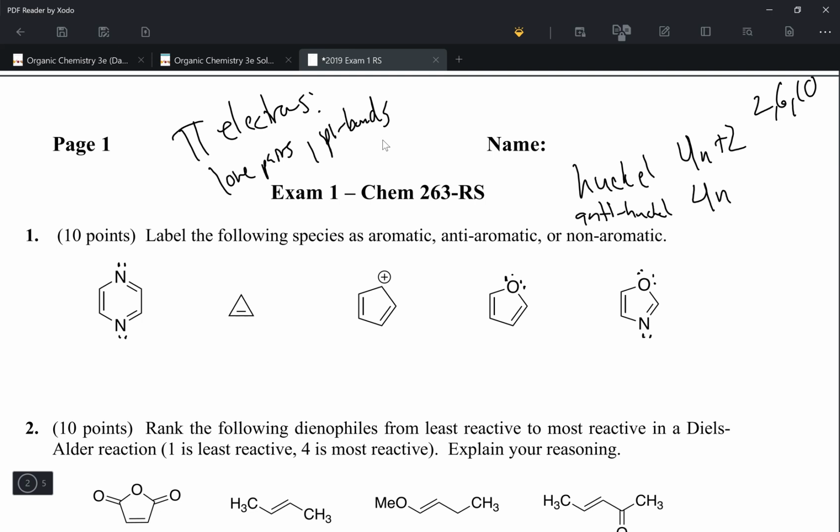Okay, so let's start with the first one. So you have this pi bond, this pi bond, and this pi bond, and those are part of the ring. So first of all, it's a ring. It's just that 2 atoms happen to be nitrogen. That's okay, as long as it's a closed ring.